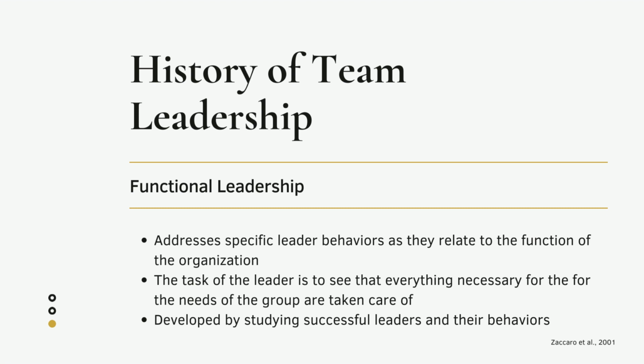And functional leadership addresses specific leader behaviors as they relate to the function of the organization. And it really has to do with how the task of a leader is to make sure that everything necessary for the team and the group are taken care of in order to help them be as efficient and effective as possible. And functional leadership was really developed by studying successful leaders and their behaviors.